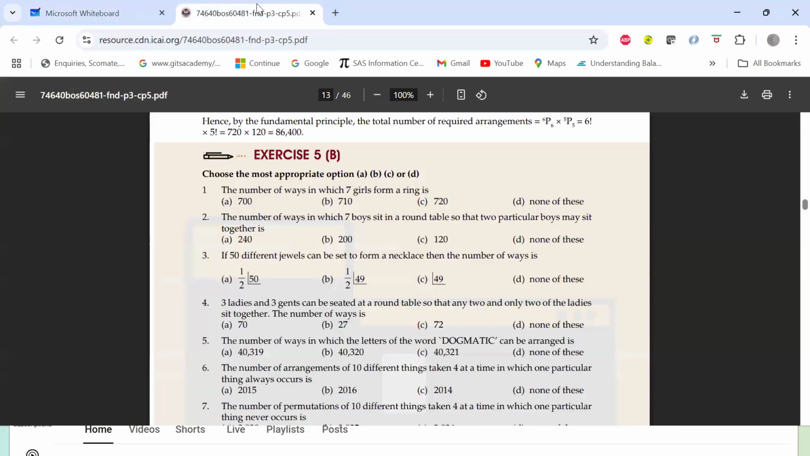If you see this, question number 3: if 50 different jewels are to be set to form a necklace, the number of ways it can be done is option B, 49 factorial by 2. I hope you understood this.